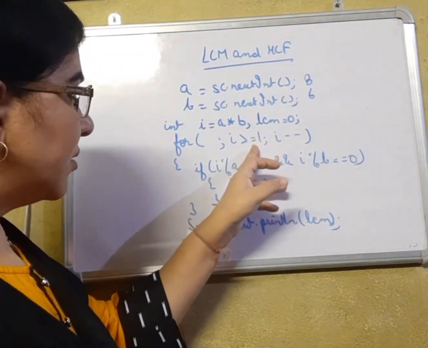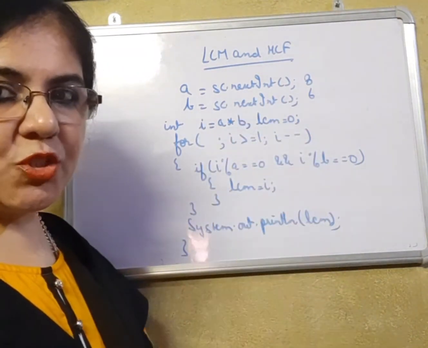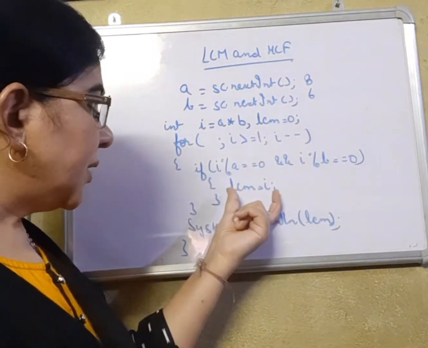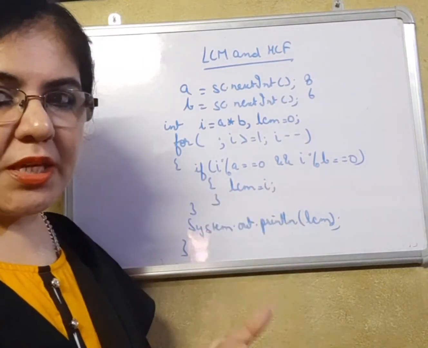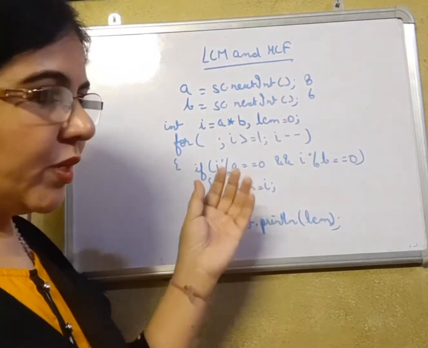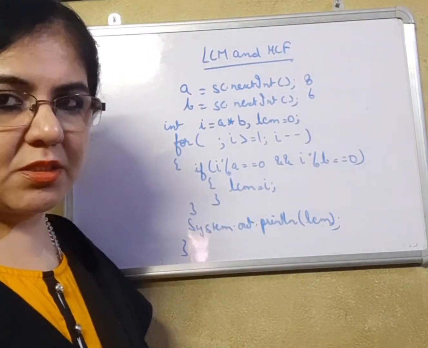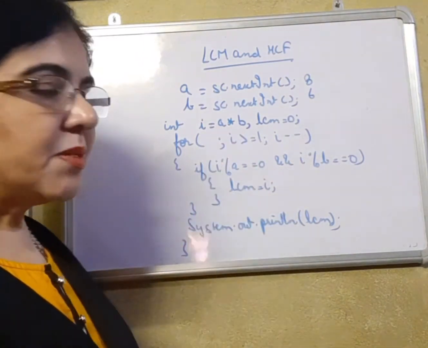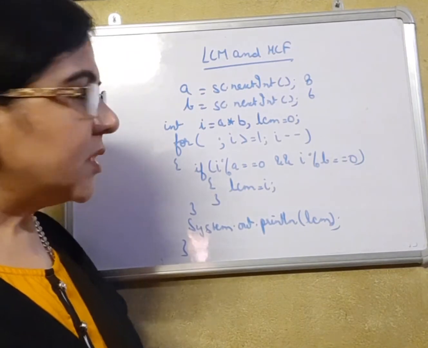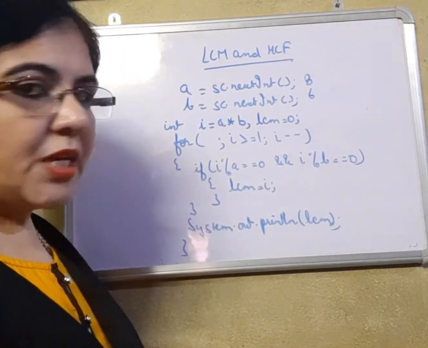Now after that, it will keep on decreasing till it reaches 1. But the ultimate answer present in LCM is 24. So when it comes out of the loop, it will print 24 as the answer. This is a very simple logic which is used in 10th class. This logic was about LCM.